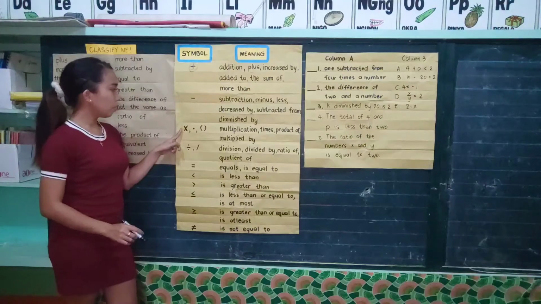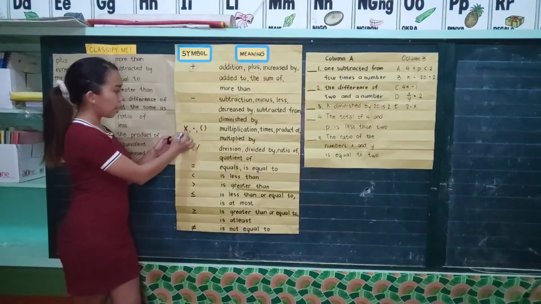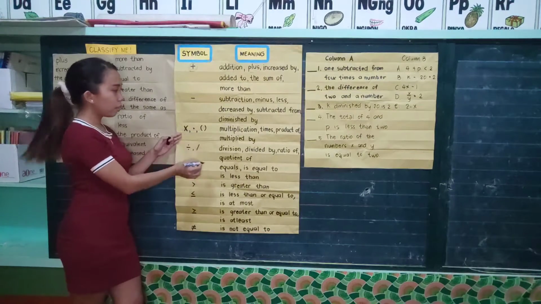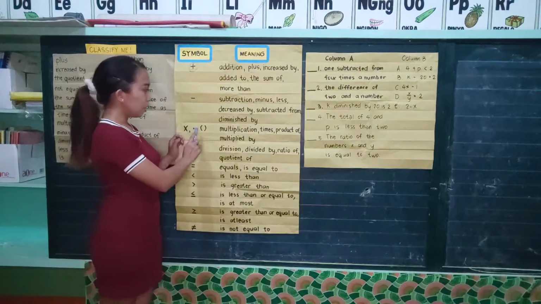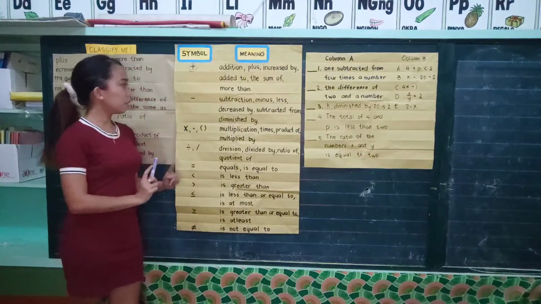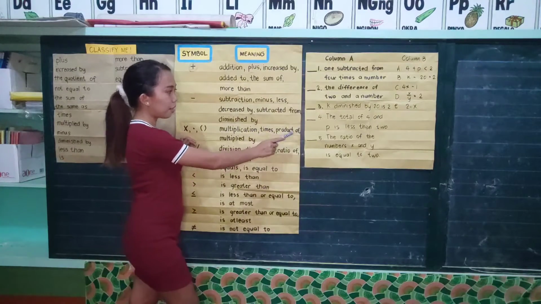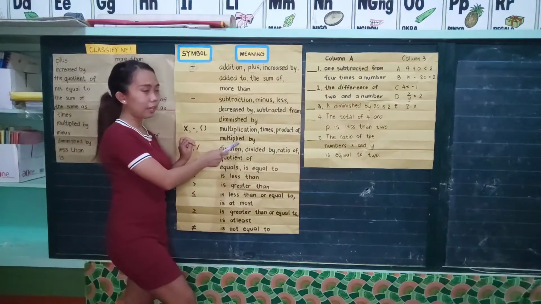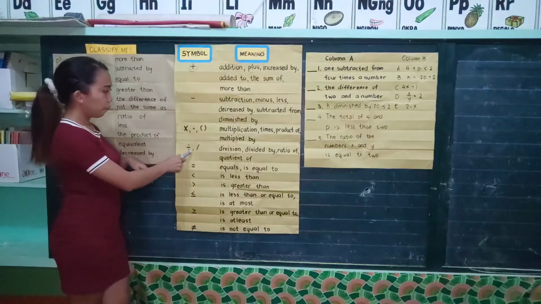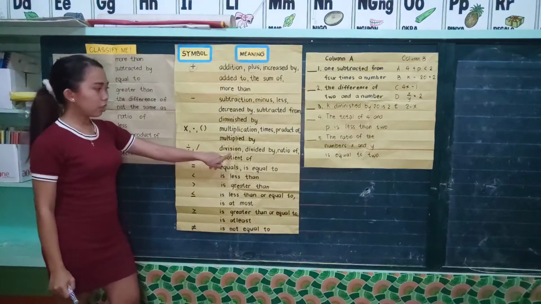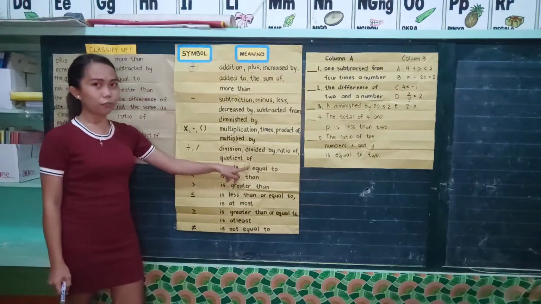And the third one, we have three symbols here. We have the X sign, a dot in the center, and a pair of parentheses. This symbol means multiplication, times, product of, and multiplied by. And the next one, we have this symbol. It means division, divided by, ratio of, and quotient of.